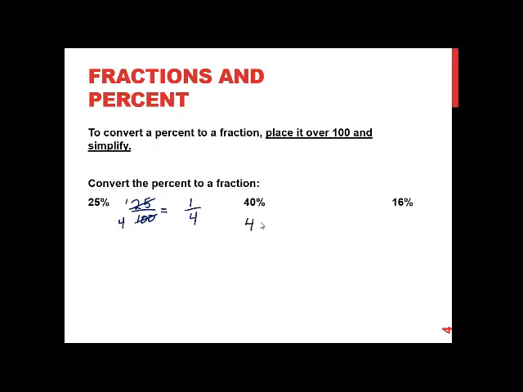40% is 40 per 100, or 40 over 100. We can divide the top and bottom by 20, and we get that 40% is the same as 2/5. Finally, we have 16%. That's 16 over 100. Divide the top and bottom by 4. That gives us 4 over 25.